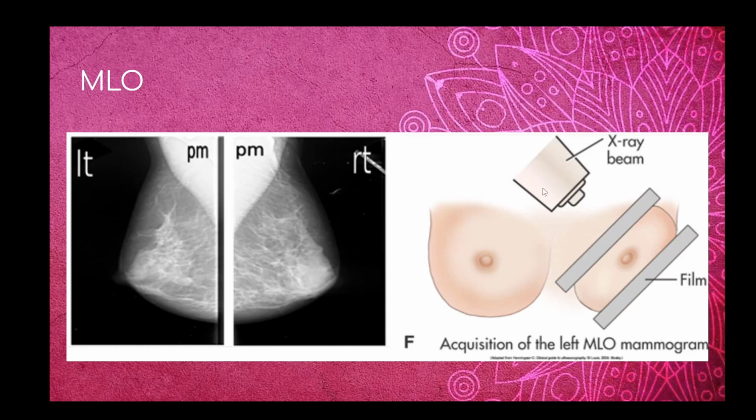The X-ray beam then comes through there, and what we get is a picture that shows us above and below the nipple. This bright white area here is the pectoralis muscle. So they go all the way back to the chest wall, making sure to see as much breast tissue as possible. This then is the nipple.